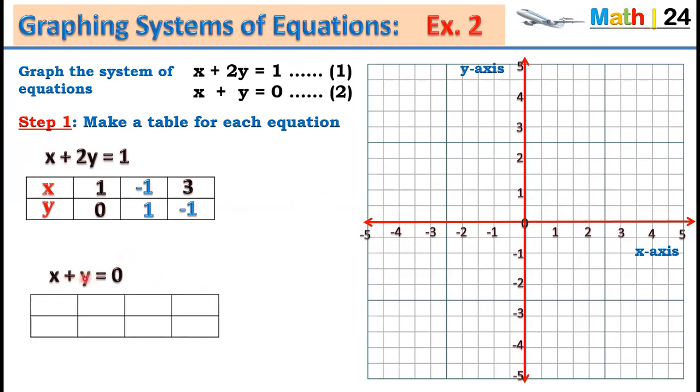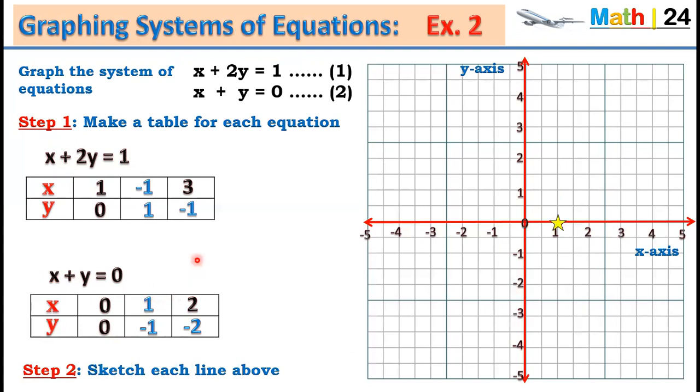So this x plus y equals 0 now. You have x and y values. X is equal to 0, y is 0. If x is equal to 1, y should be -1. X is equal to 2, y should be -2, right? The second one, you now sketch these points. So we have the first point here is 1, 0. This is it, we have sketched.